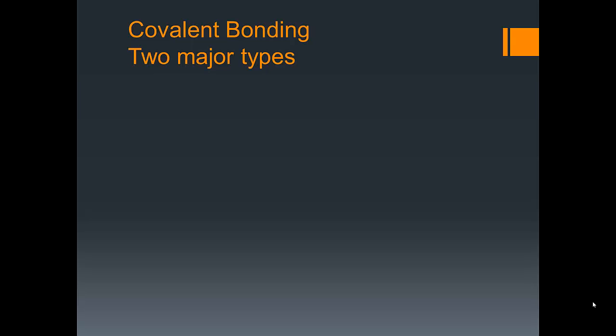All right, last but not least, covalent bonding. There's a lot of information about covalent bonding. In fact, the next two bonding reviews are pretty much all about covalent bonding, so this is the one that's the most complicated. There are two major types of covalent bonding.